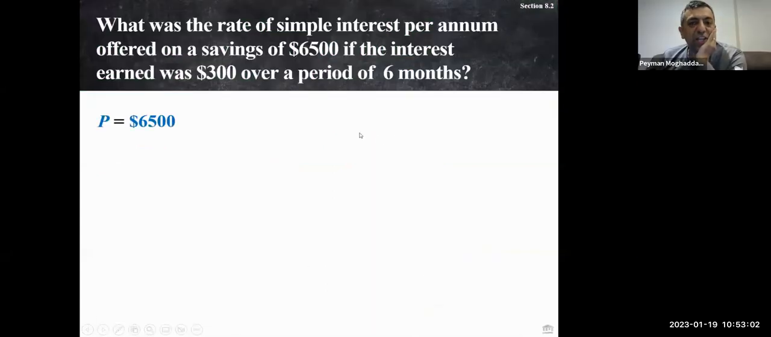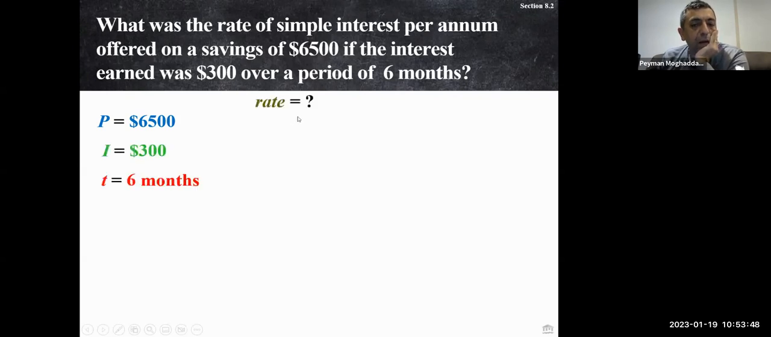All right, what was the rate of simple interest per annum offered on a saving of $6,500 if the interest earned was $300 over a period of 6 months, okay? Now, in this case, we don't know the rate. So always I equals PRT, and now R is unknown. We have I, which is the interest, we have P, which is 6,500, and we have T, which is time. So now we need to know R. So R is equal to I divided by PT, right? Based on the triangle, guys.